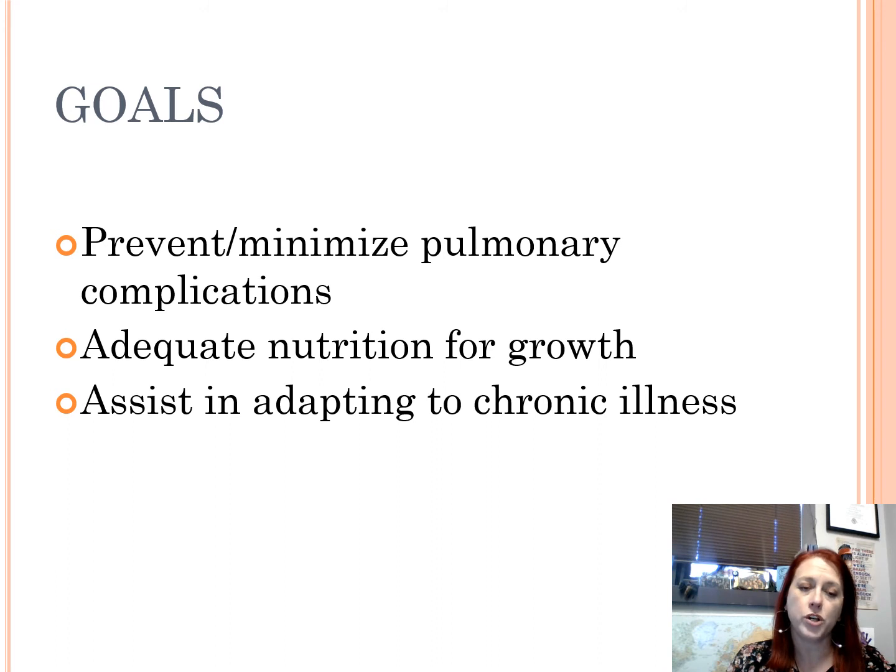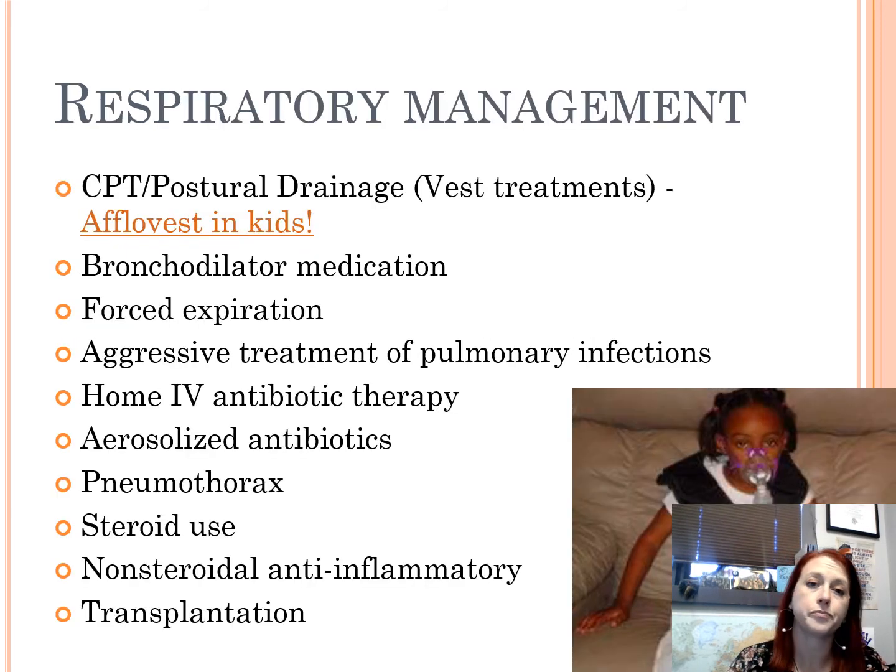So our goals of treatment for a patient with CF, we want to prevent and minimize pulmonary complications. And that means doing treatments and respiratory health. We want to make sure that they're getting adequate nutrition for growth. And then we're helping them adapt to chronic illness, because this is a lifelong disorder that will eventually cause death for these patients. So respiratory management.